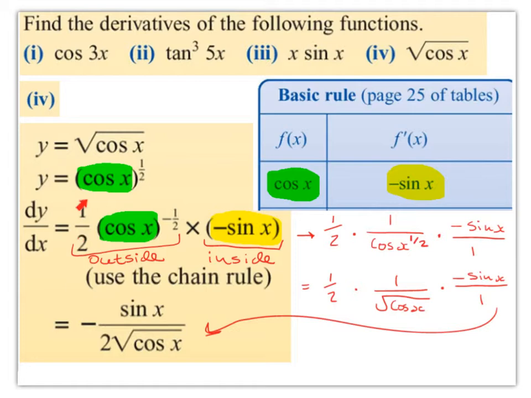Okay, so the half I'm going to bring over, and the dot means multiply. And cos x to the power of minus a half is 1 over cos x to the power of positive a half. Then the dot means multiply. And minus sine x I'm going to rewrite as minus sine x over 1. Then cos x to the power of positive a half I rewrite as root cos x. And everything else stays the same. Then I'm going to do top by top, bottom by bottom. 1 multiplied by 1 multiplied by minus sine x is minus sine x. And 2 multiplied by root cos x multiplied by 1 is 2 root cos x.